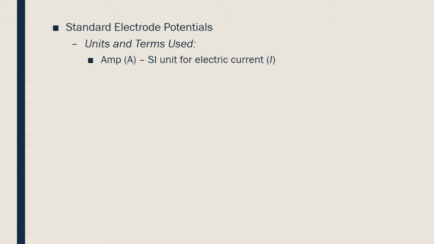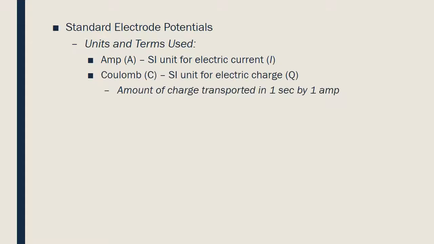The symbol for amp is A. It is the SI unit for electric current. Its unit is I, and that's how we represent it. Coulomb is represented as C. This is the SI unit for electric charge, so how much charge is moving through, and it is represented by Q. And so Coulomb is the amount of charge transported in 1 second by 1 amp.